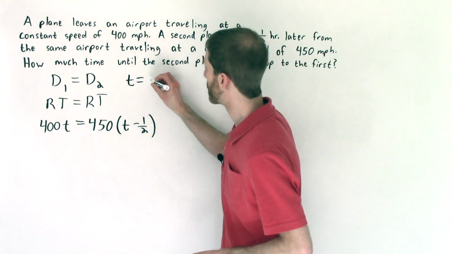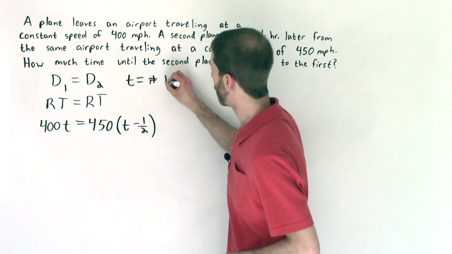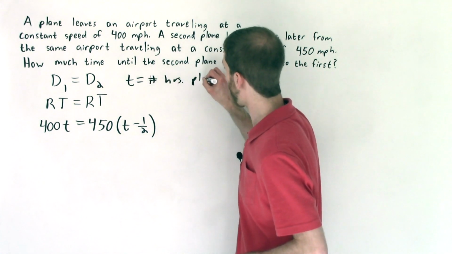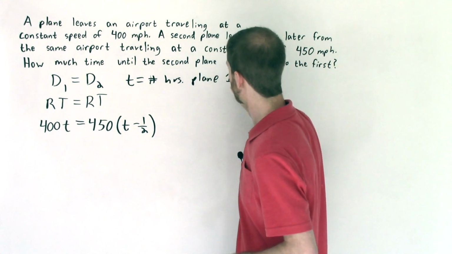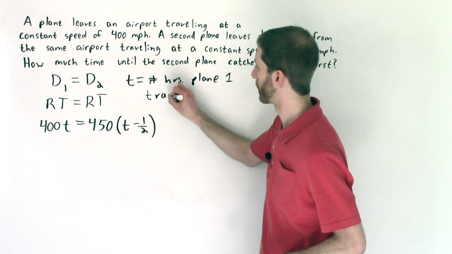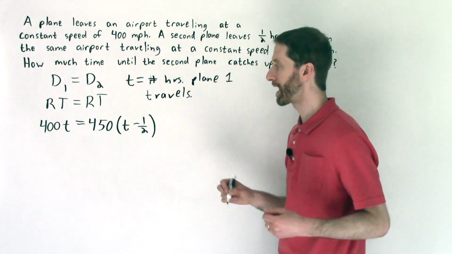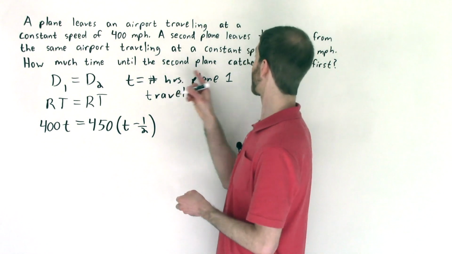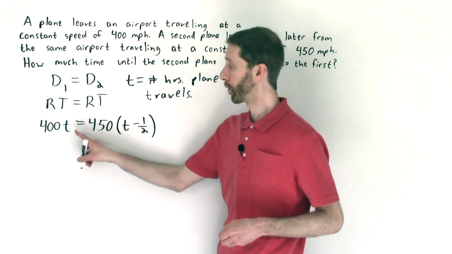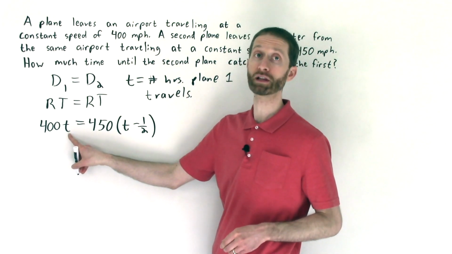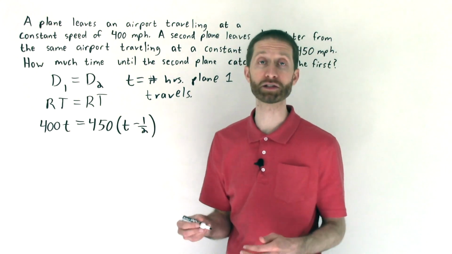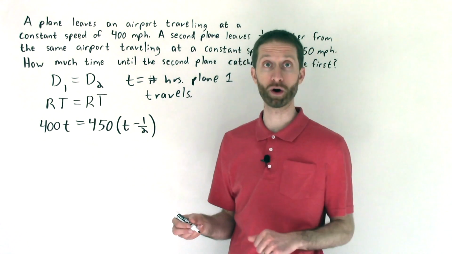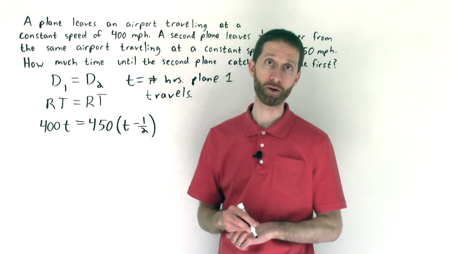Little t is the number of hours plane 1 travels. That's a long definition. And now let's solve it. So if we want to know how much time has elapsed until the second plane catches up to the first, we're going to do that from the time that plane 1 leaves, unless your problem specifies how much time plane 2 travels for. Then we would have to subtract a half hour at the end.